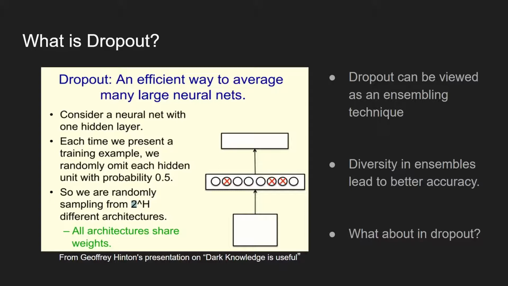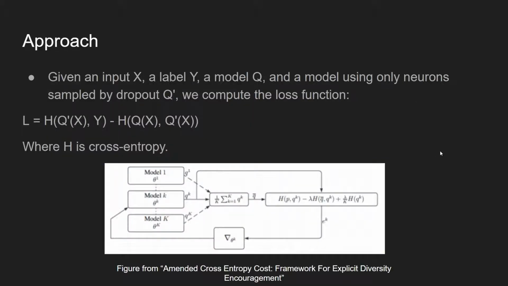So we can see that dropout can be viewed as an ensembling technique, and diversity in ensembles leads to better test accuracy. But what about in dropout? There hasn't been really a way to enforce greater diversity in dropout, so that's what our project is really about. So our approach is basically to compute the loss function shown on the screen. We basically found this loss function from a paper called Amended Cross-Entropy Cost Framework for Explicit Diversity Encouragement. Well, we actually assume that each dropout sample from our model is a different model, and that the model run as a whole without the dropout is the ensemble.